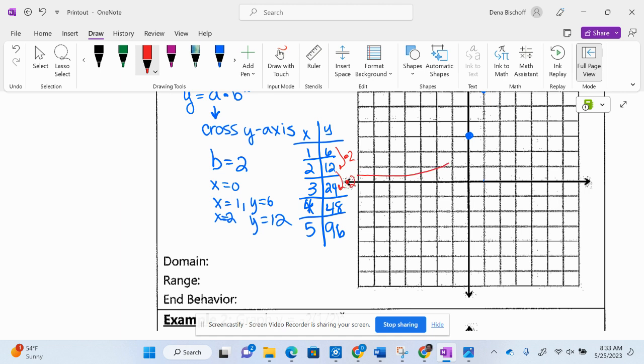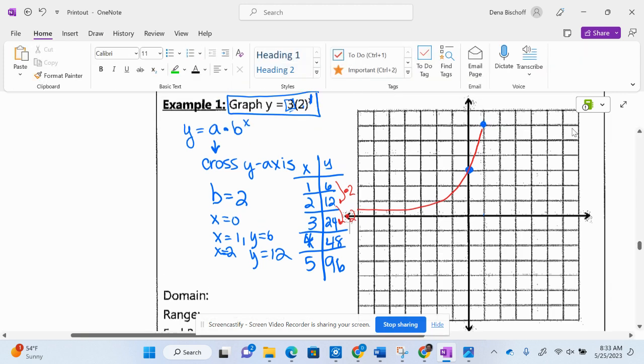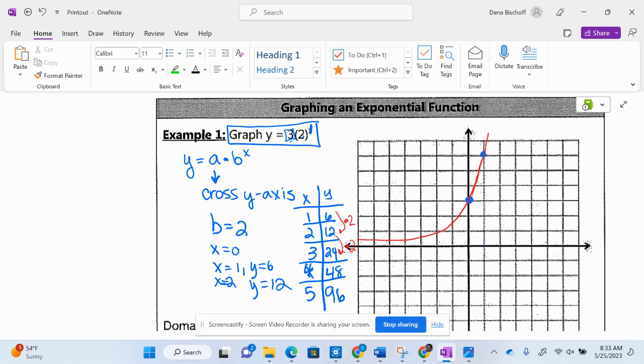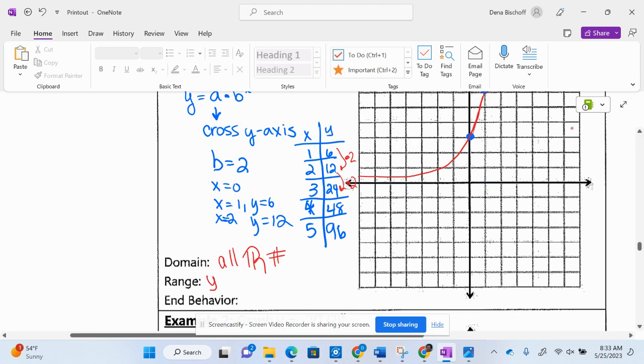So this is going to look like this. Your graph is going to go like this, right? It's going to just go like this and it goes off the charts, but that's what your graph looks like. The domain, all real numbers. The range, y is always going to be greater than 0. And I'm just going to put as x approaches positive infinity, y approaches positive infinity.